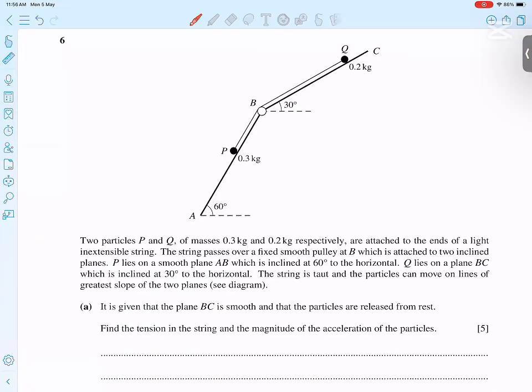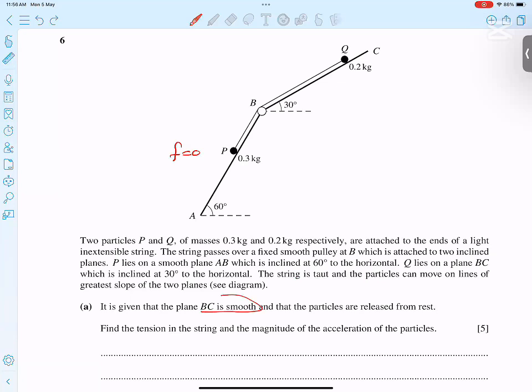Question number 6, we have students. If you look carefully, mass is given, and a second mass is given. So read very carefully. A smooth plane AB, so AB is a smooth plane. Just write that friction is 0 on AB. And mention 60 degrees, yes, you can see, and 30 degrees, yes, we can see, and the tension is taut and the particles can move.